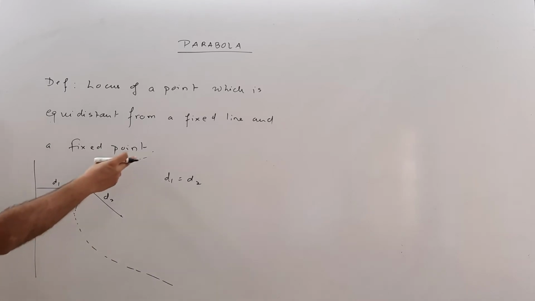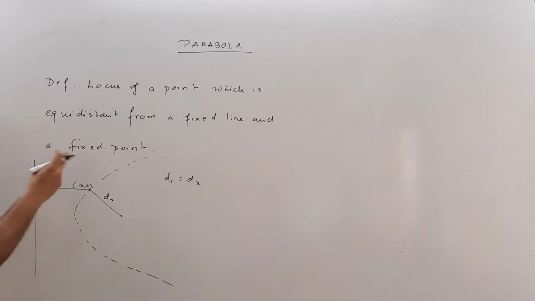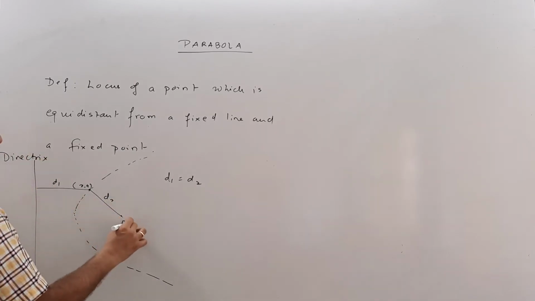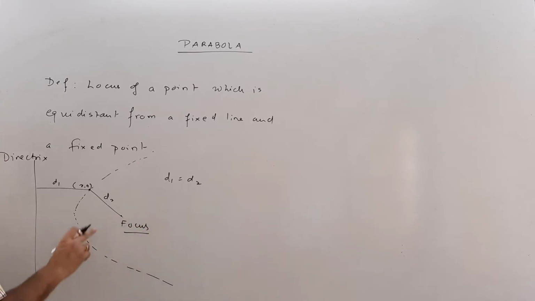So throughout this curve, if you choose any random point, then this distance from the directrix, that is, this line is called directrix, and this point is called focus. So the distance of any given point on this curve is the same from this directrix and the focus. When you have such a curve which satisfies this condition, it's called a parabola.